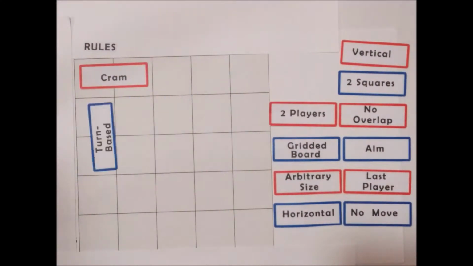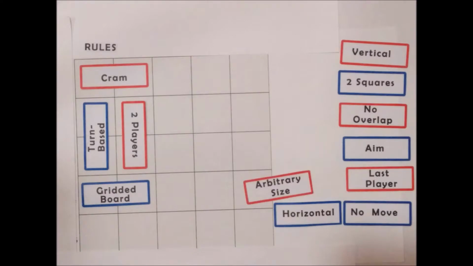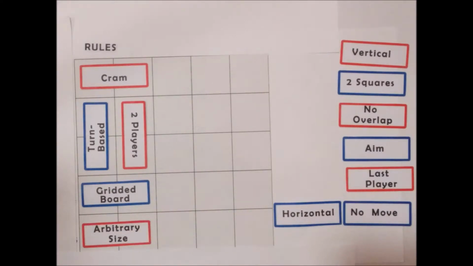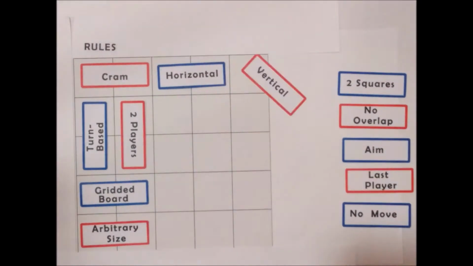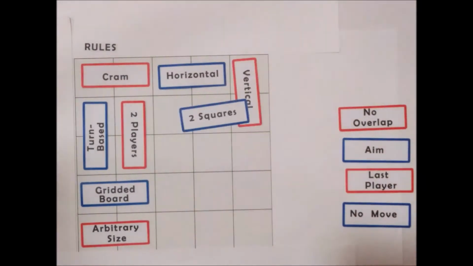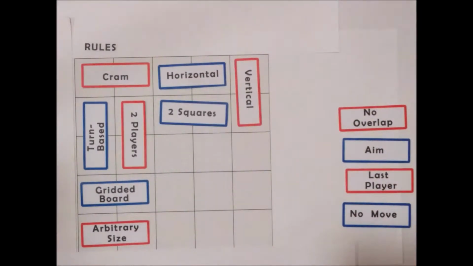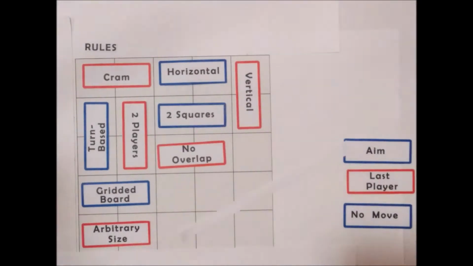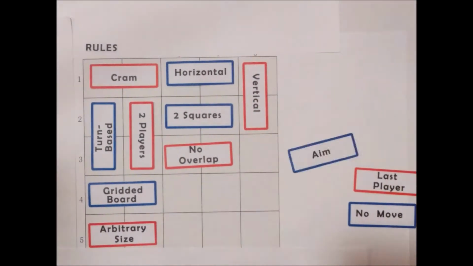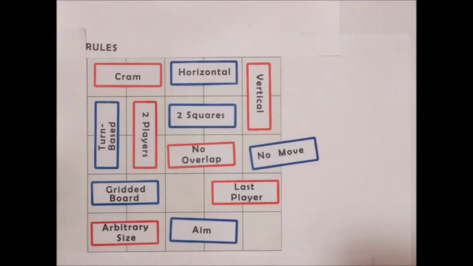Cram is a turn-based game played by two players on a gridded board of an arbitrary size. On each turn, a player can only place one piece horizontally or vertically on the board, which occupies two grid squares. Pieces are not allowed to overlap. The aim of the game is to be the last player to play a piece, leaving the opponent with no possible move.